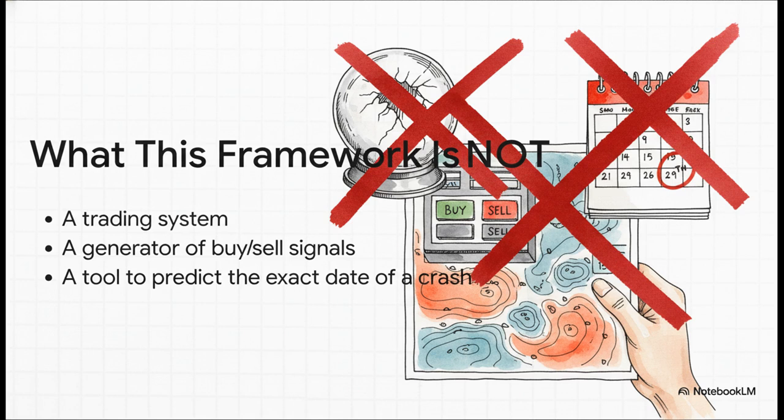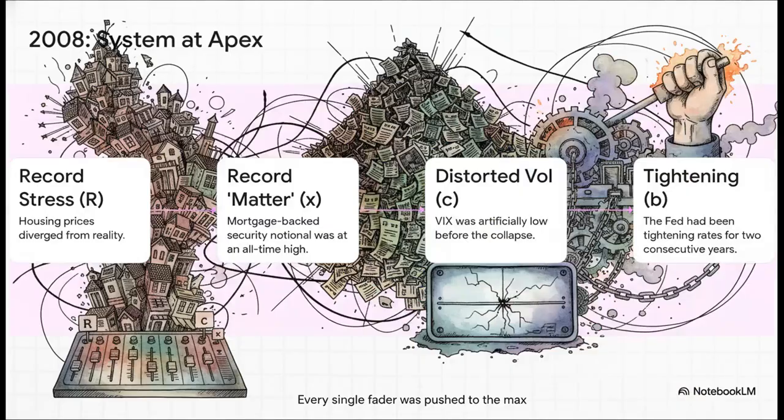What it is, is a diagnostic tool. Think of it like a weather map for systemic risk. It's for reading the atmospheric conditions. And if we use it that way, and look back at 2008, man, the system was just screaming.